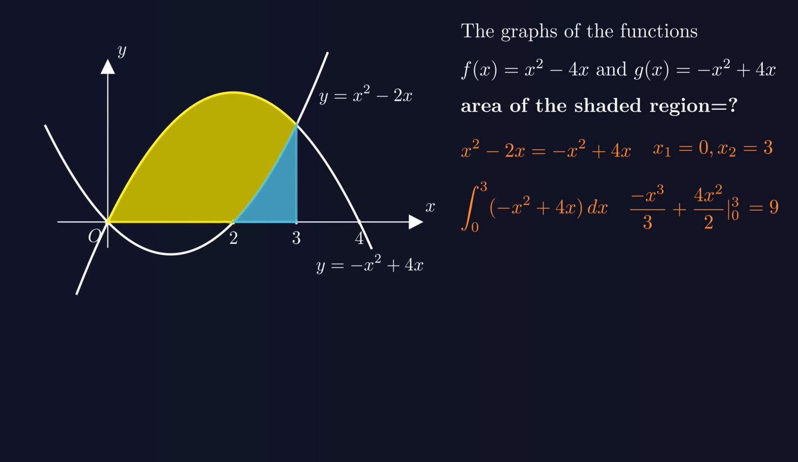Next, we subtract the blue area from the total to get the yellow area. To find the blue area, we integrate the curve x squared minus 2x from 2 to 3. The antiderivative is x cubed over 3 minus x squared.